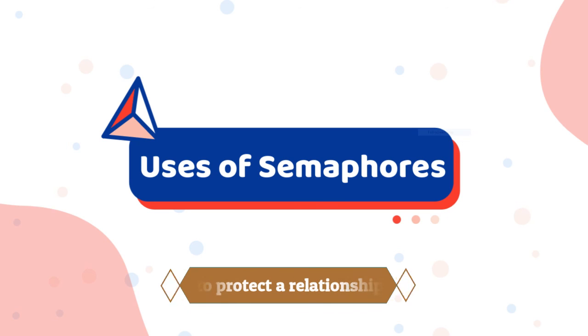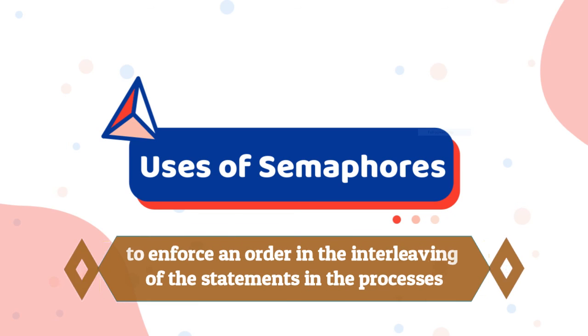Third, to protect a relationship. An example is empty and full as used in the producer-consumer problem. Fourth, to support atomicity. An example is you pick up either both chopsticks at the same time or neither, you cannot pick up just one. Fifth, to enforce an order on the interleaving of the statements in the processes.